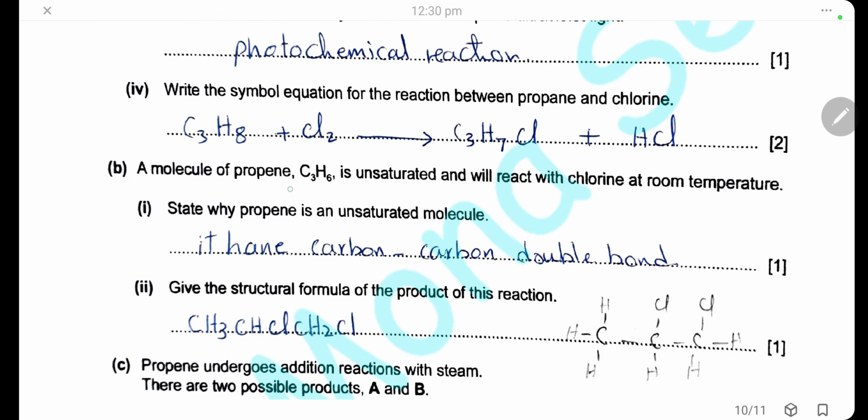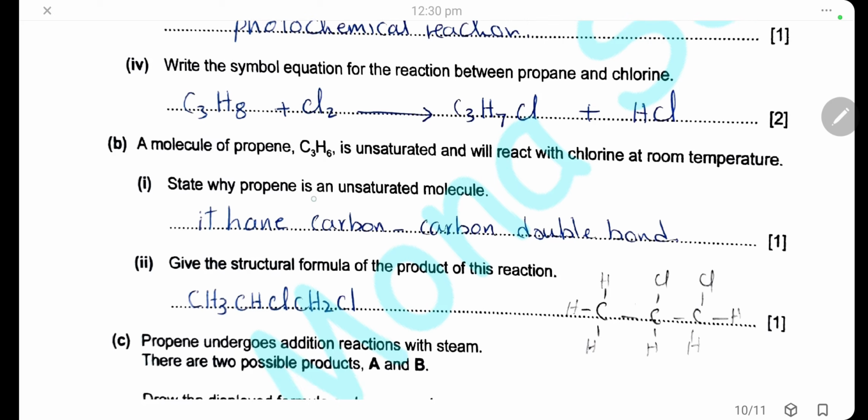A molecule of propene, C3H6, is unsaturated and it will react with chlorine at room temperature. Why is propene an unsaturated molecule? Propene is unsaturated because it has one or more carbon-carbon double bonds or triple bonds. So not all the carbon-carbon bonds are single bonds. That is the meaning of saturation.